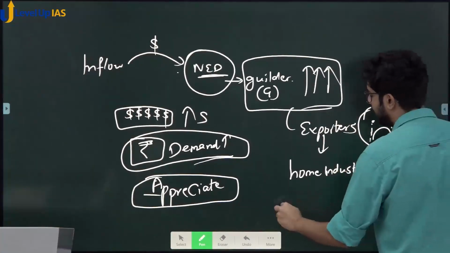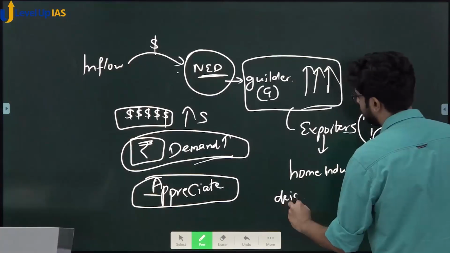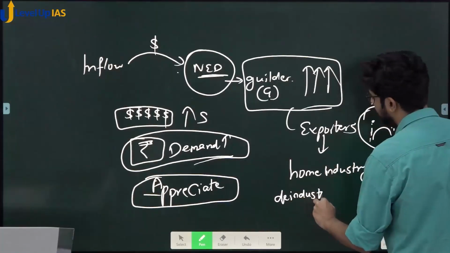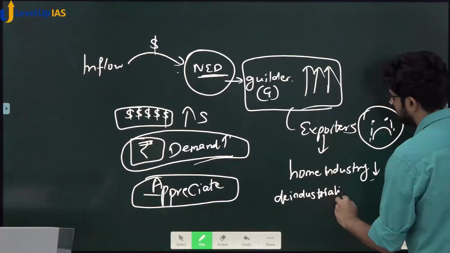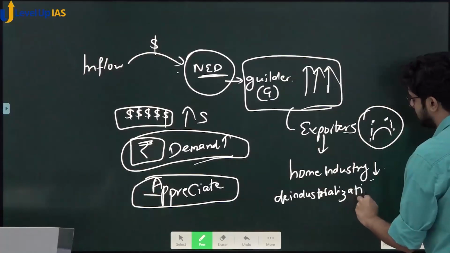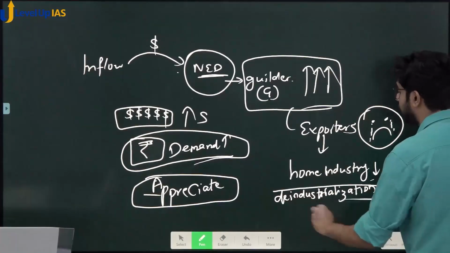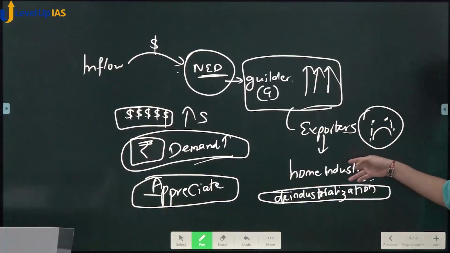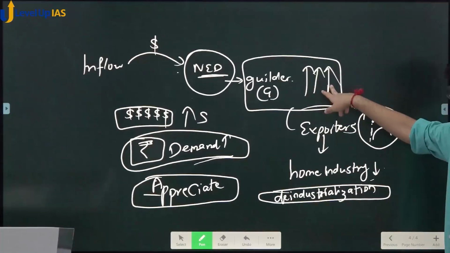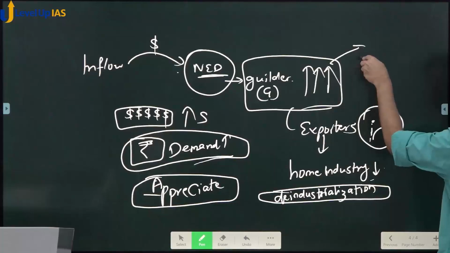It reduced. It led to deindustrialization. I hope you know what industrialization is: building, spreading and expansion of industries. This led to deindustrialization. Sir, why deindustrialization? Because exporters are unhappy. Why are exporters unhappy? Because the Gilder is appreciating. When the Gilder appreciates, what will happen?